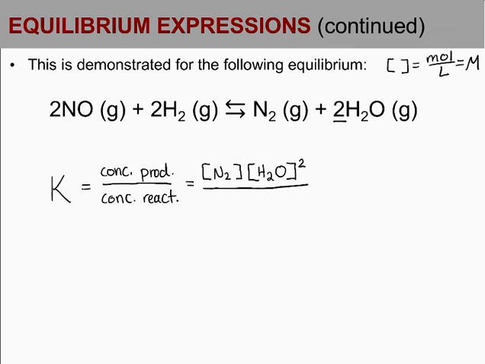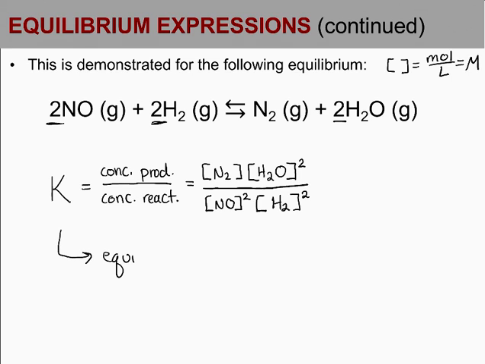All right, and then we're dividing by the reactants. So we have NO, and we'll raise that to the power of 2 because its coefficient is 2. And then we have the concentration of hydrogen, and that's also raised to the power of 2. Okay, so again, this is just showing the ratio between products and reactants at equilibrium.